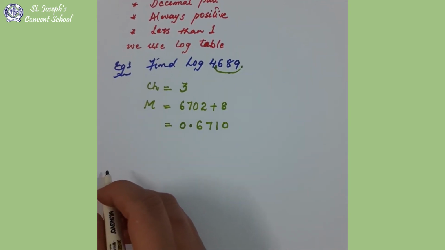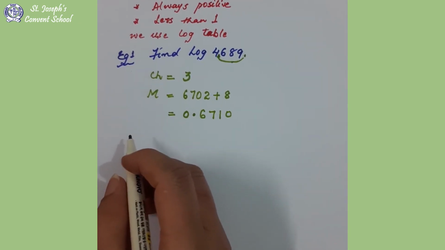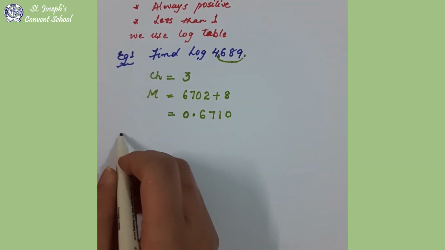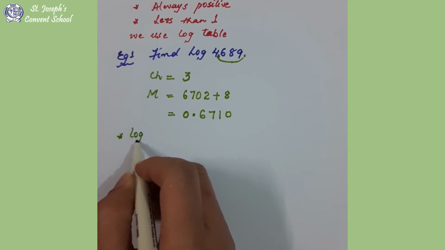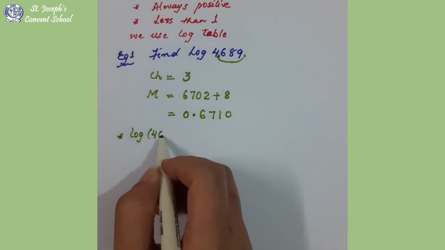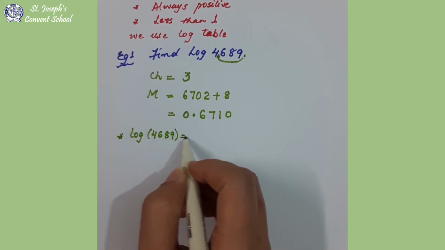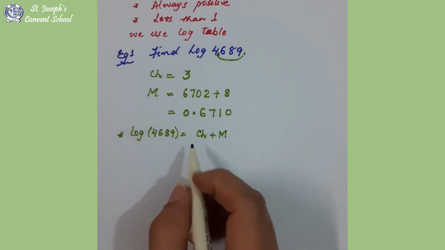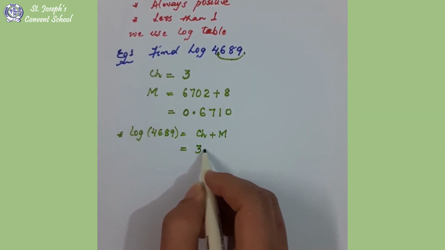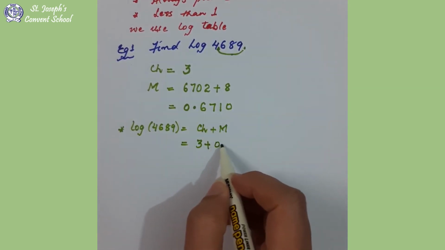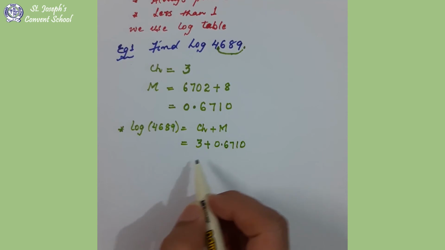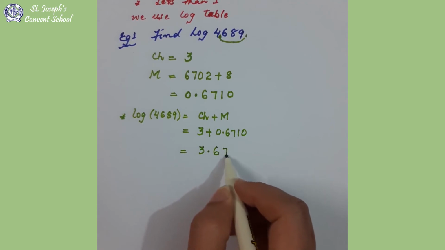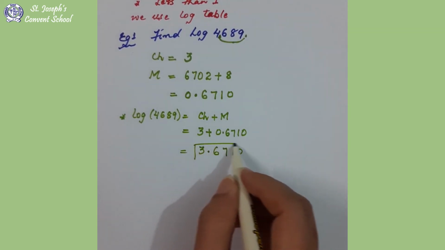Now the next step is: the common logarithm is always equal to the sum of the characteristic and the mantissa. So we will write here log of this question, 4689, is equal to characteristic plus mantissa. You can see the characteristic is 3, so we write 3 plus the mantissa, 0.6710. Add both of them and you get 3.6710. So this is the answer.